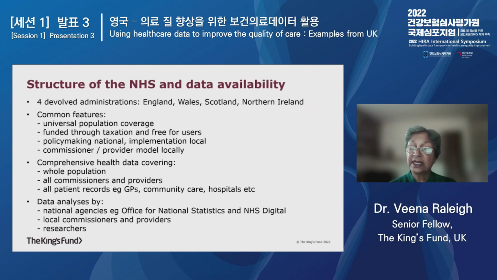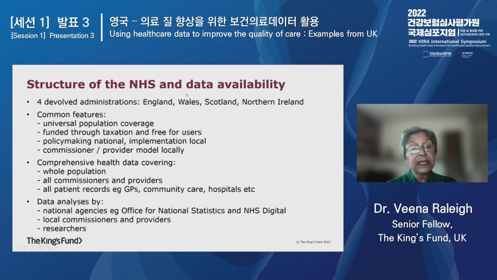Because we have a national healthcare service, we have very comprehensive health data. It covers the whole population because everybody is registered with the GP. It covers all commissioners, all providers, and it covers all sectors of care. So it covers primary care, that's GPs, community care, hospitals, etc. So we have unified data flows covering the whole population, which is a very big asset in terms of healthcare data.